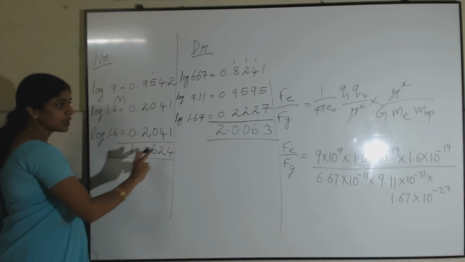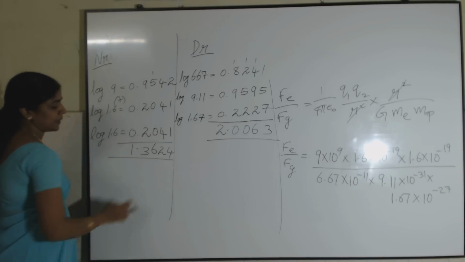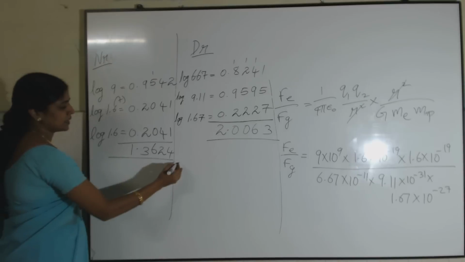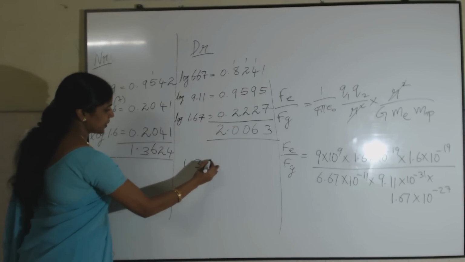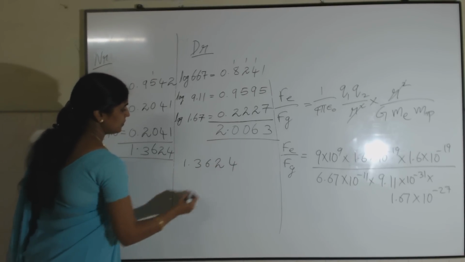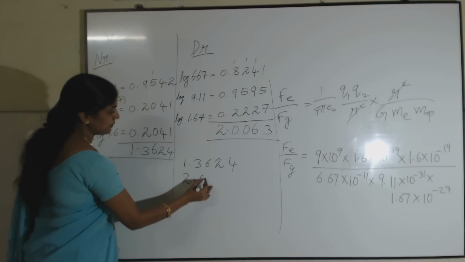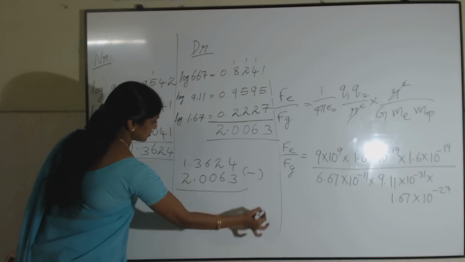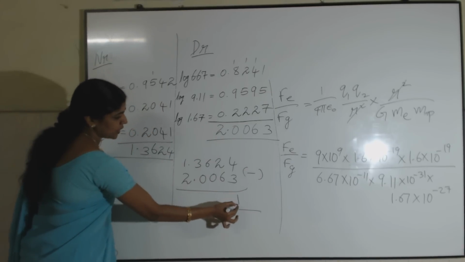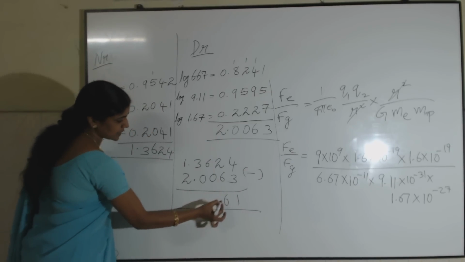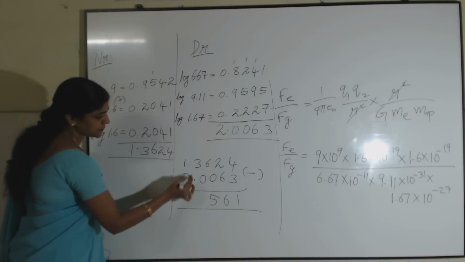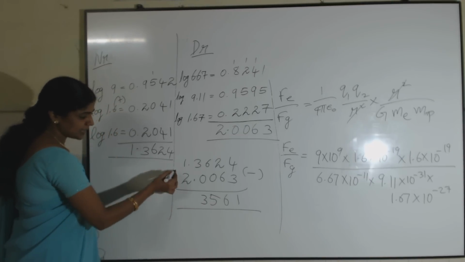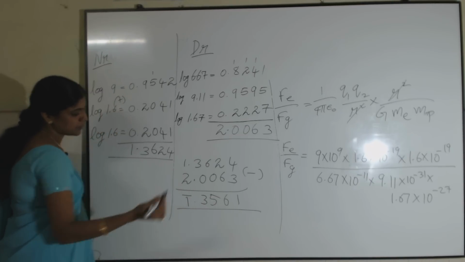And I am going to divide the numerator by denominator. So, if it is in division, you want to subtract the numerator with the denominator. So, I will subtract 1.3624 minus 2.0063. Subtract these two values. What will you be getting? This 1, borrow will become 6, here it is 5, here it is 3, 1 minus 2 is minus 1, that is bar 1.